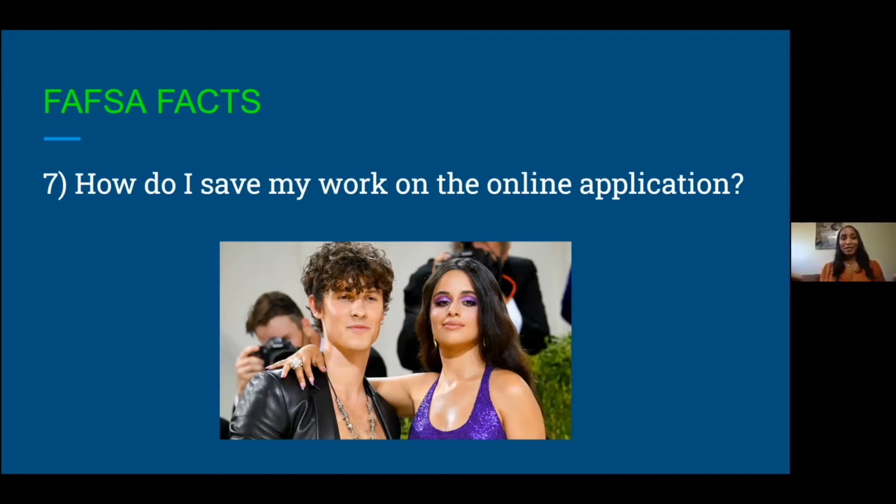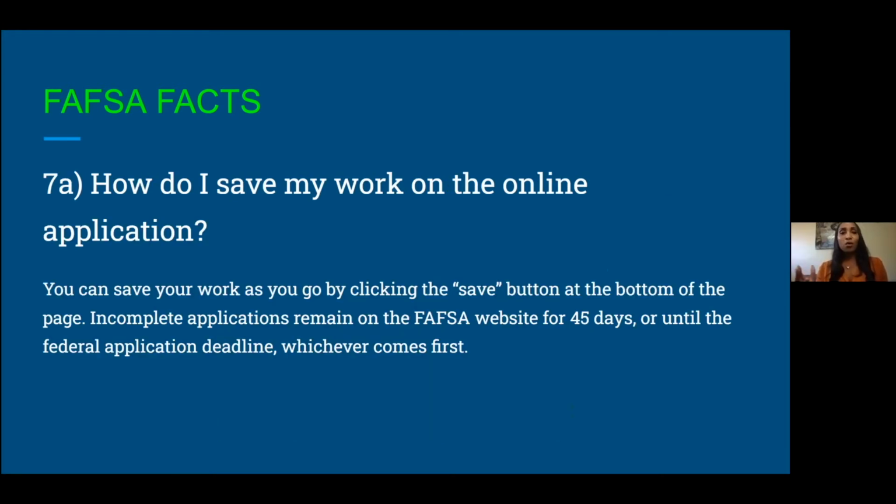All right, so how do I save my work online? So I did all this, right? I understand which parent or parents are going to provide their financial information. We filled out the application. We signed our application, right, with our FSA ID. Okay, we're in business. So how do I save my application? How do I save all this work? You can save your work as you go along by clicking the save button, which is wonderful. So you do not have to backtrack to refill out any information.